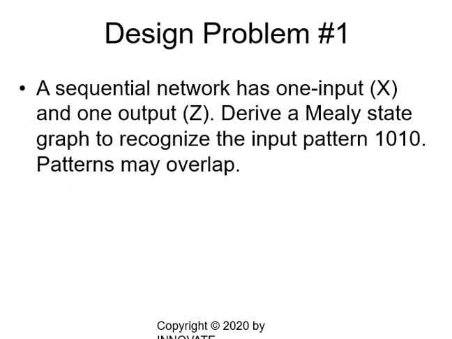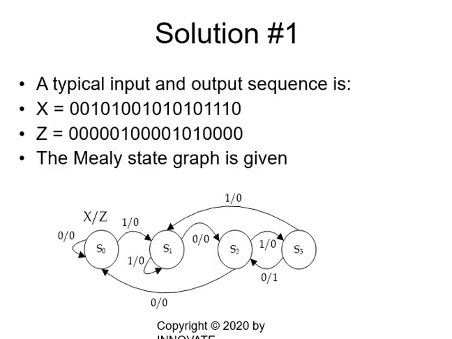Now, design problem number 1: we will look at a sequential network with one input X and one output Z. We would like to derive the Mealy state graph to recognize the pattern 1, 0, 1, 0, and patterns may overlap. As an example, for X, we have 0, 0, 1, 0, 1, 0, 0, 1, 0, 1, 0, 1, 0, 1, 1, 0. So the pattern occurred here, 1, 0, 1, 0, and output Z will be 1. Then the pattern occurred again, 1, 0, 1, 0, and the output would be 1. Then since they overlap, the pattern occurred at 1, 0, 1, 0, and the output will be 1. Then 0, 0.